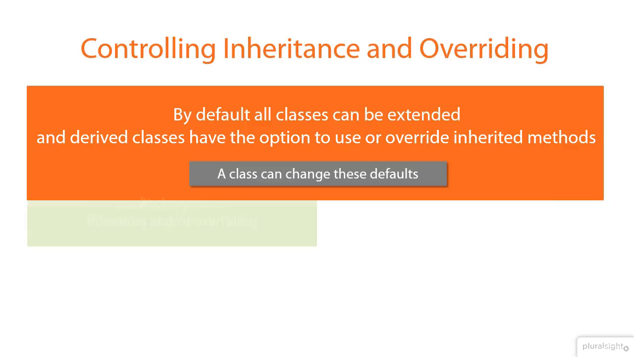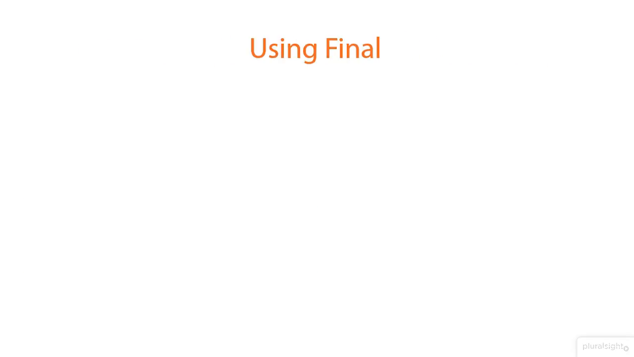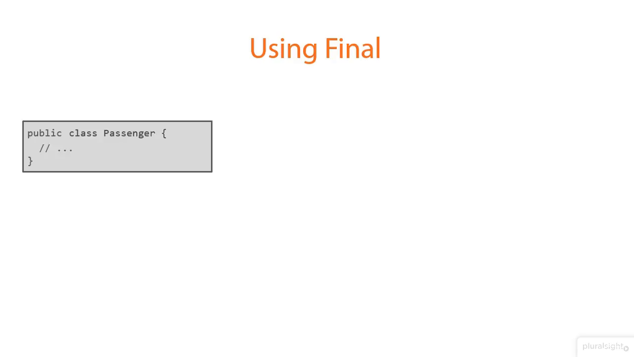One way it does that is using what's called final. Final allows us to prevent inheriting of an entire class or the overriding of certain methods. Let's take a look. Let's say we have our passenger class that we've seen before. But let's say we've decided that we don't want to allow any specialization of the passenger class. We don't want to allow anyone to extend this class. Well, all we have to do is take the passenger class and mark it as final. By marking it as final, simply put, you cannot inherit from it anymore. You're not allowed to extend that class.